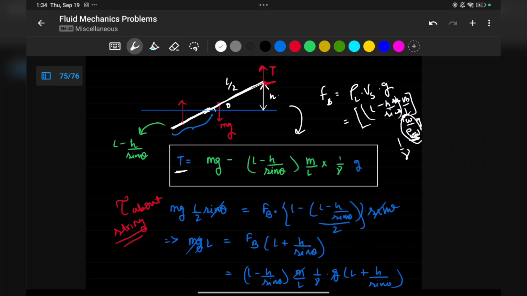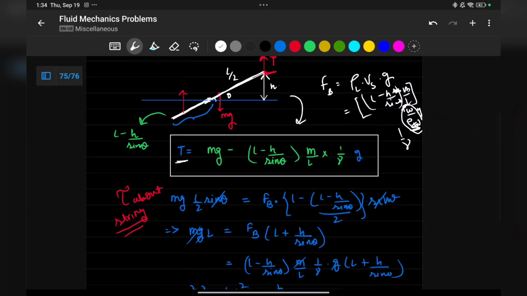T is unknown and the buoyant force is unknown because sine theta is unknown. H is also unknown. If we take torque from the buoyant force, then it's mg and T. T is unknown. It can also be done, but I have taken this point specifically because about this point I will directly get the term L minus h by sine theta. So what we'll do is balance the torque about this point, because we will directly get this value, and then I'll be able to write T as a function of this.